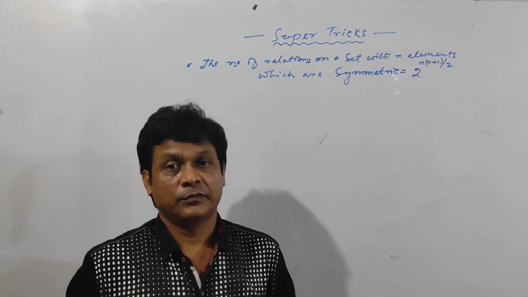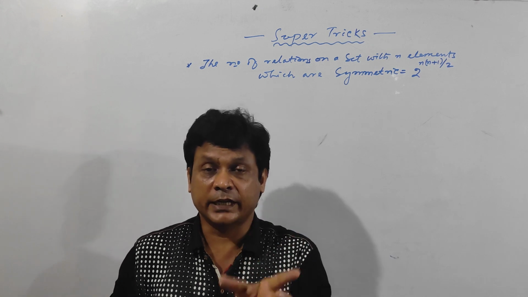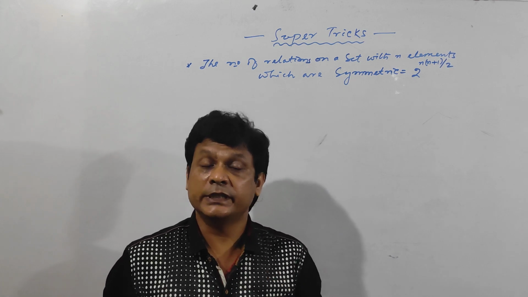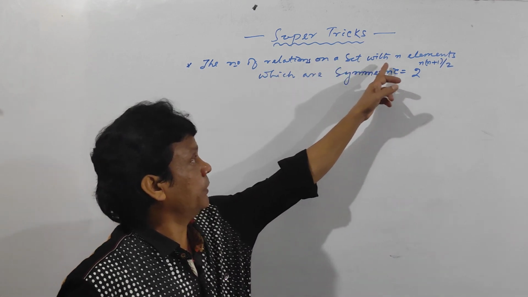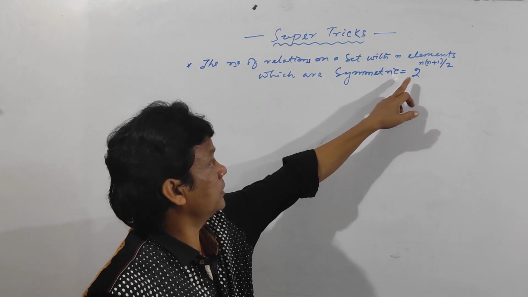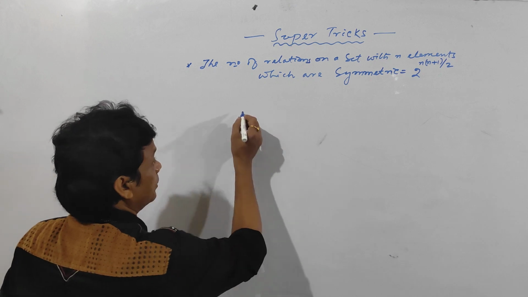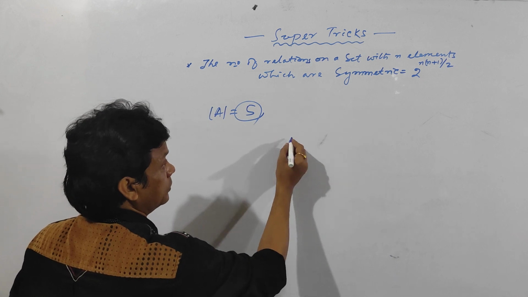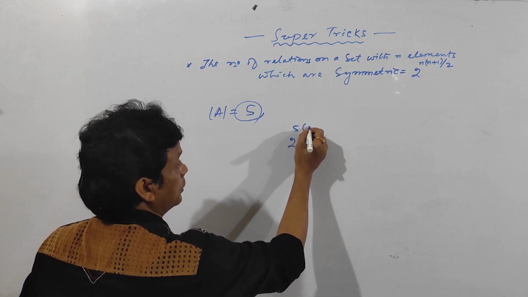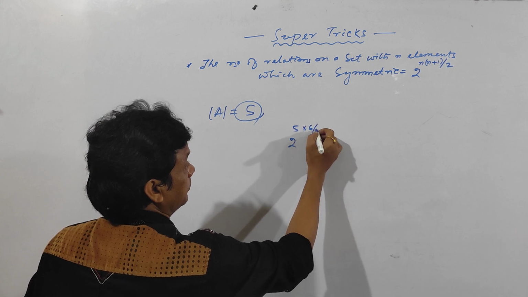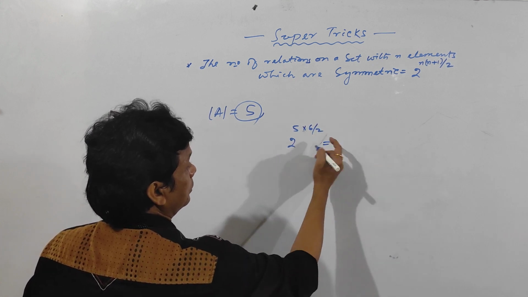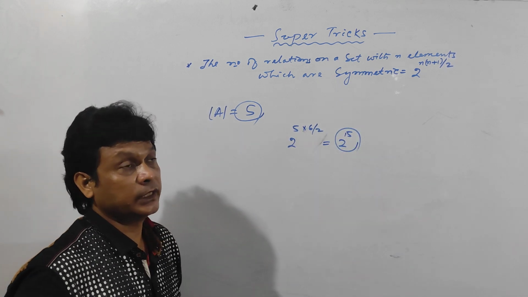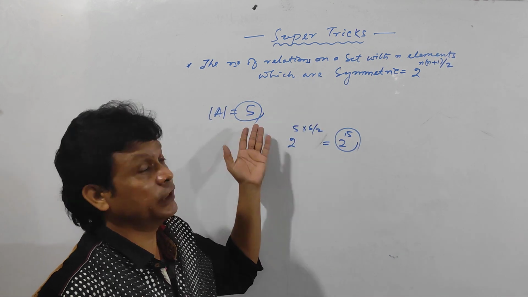Okay? The second trick is that if a set contains n elements, how many symmetric relations can be formed on the set A? The number of elements is n and the number of symmetric relations is 2 to the power n into n plus 1 by 2. If a set contains 5 elements, that means cardinality of A is equal to 5, then how many symmetric relations will be formed? 2 to the power 5 into 5 plus 1, it is 6. Clear? Divided by 2. So 2 and 6 cancel out, so it will be 3 into 5, 2 to the 15. So 2 to the 15 symmetric relations can be formed on this set containing 5 elements.